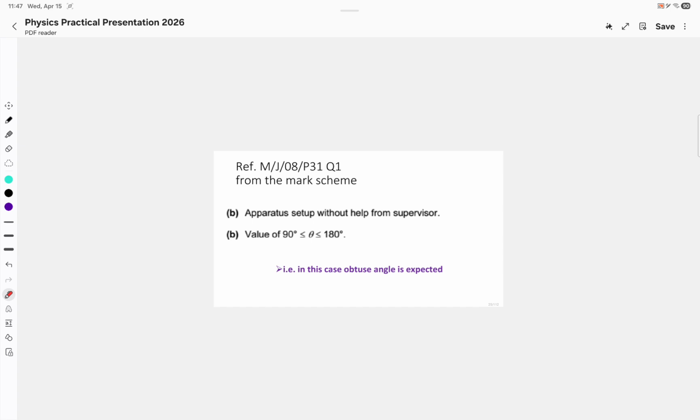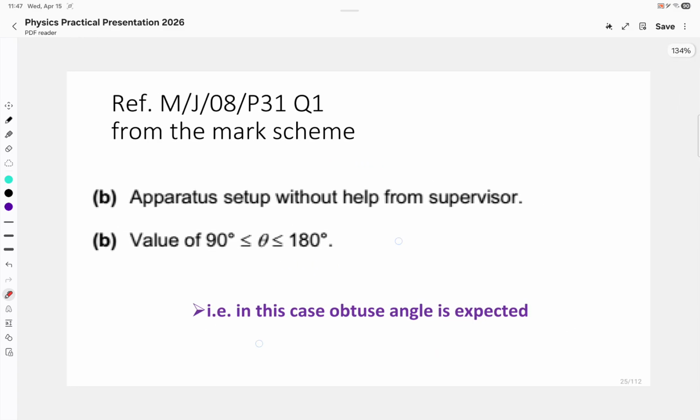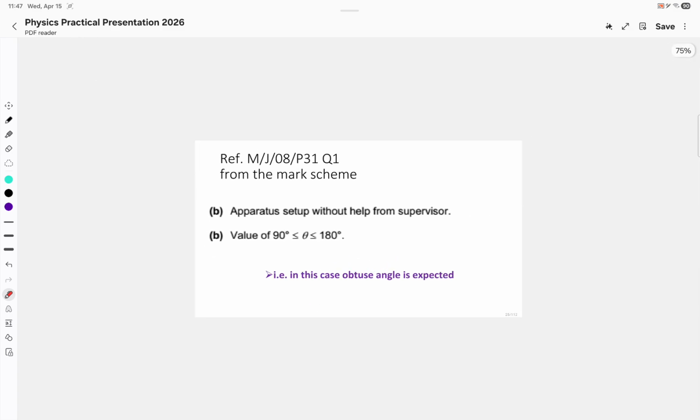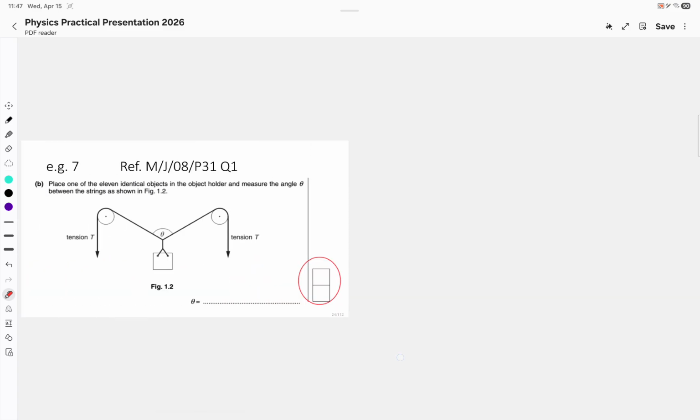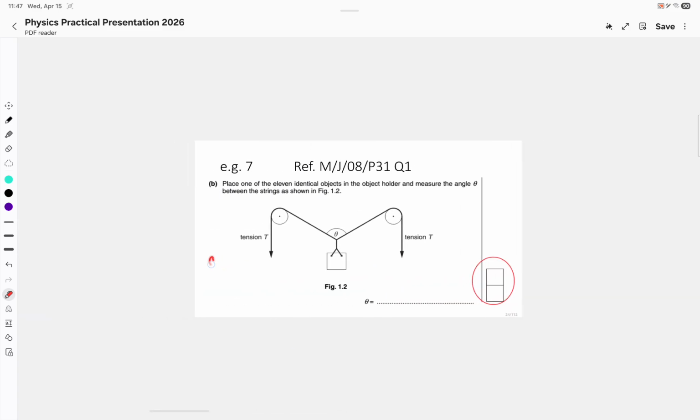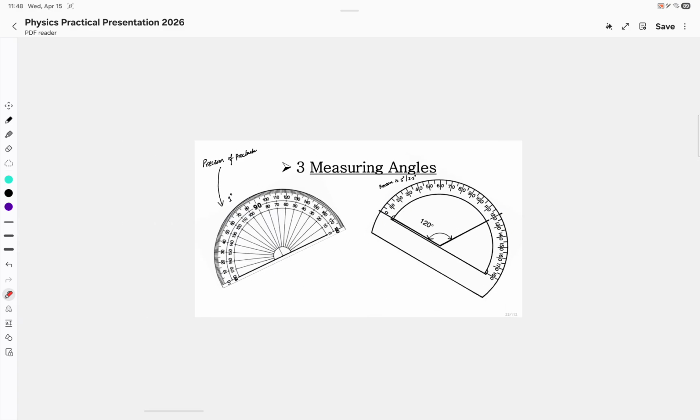And now you can see two more important things in this. Although there is nothing mentioned about averaging, if a candidate measures theta 1, theta 2, and then an average, showing an averaging where it is needed or even expected, it's always welcome. But again, you can see theta space, and I need to write an answer. As I just mentioned, the protractor, most commonly this one is available.